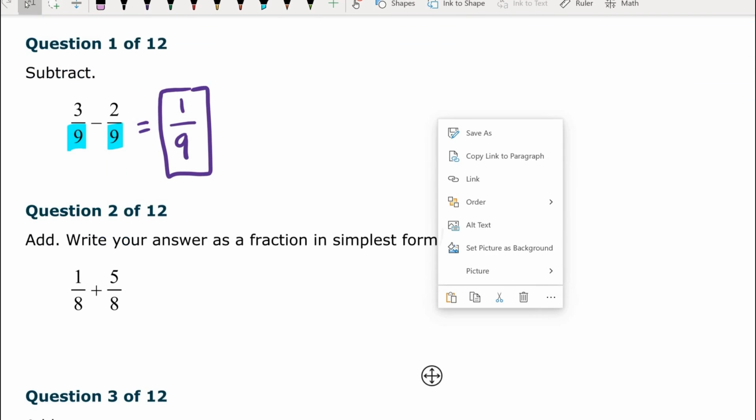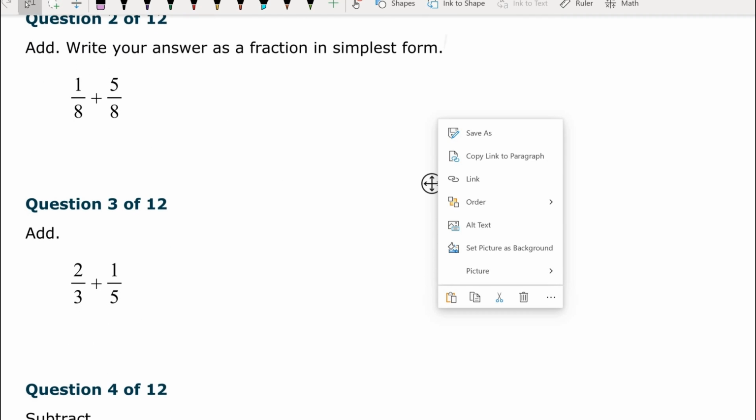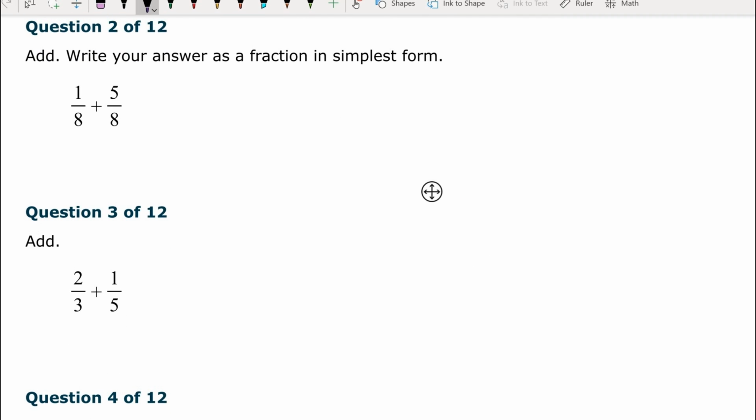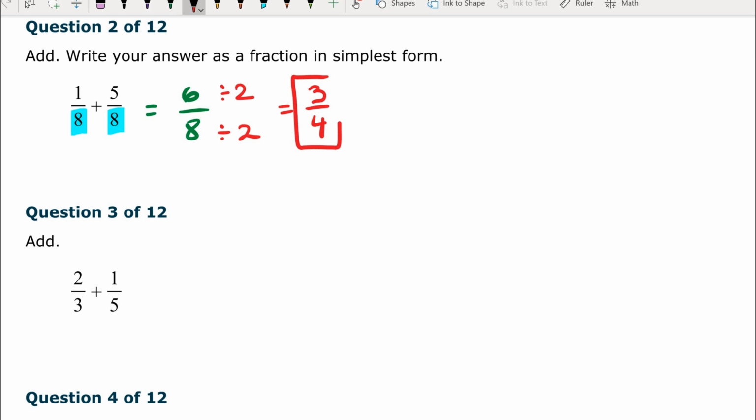Alright, we're going to look at problem 2. We have 1/8 plus 5/8. So the same idea. They both have the same denominator, so we just add straight across. So 1 plus 5 will give me 6/8. Now we can go ahead and reduce our fraction to the lowest form. So 6 and 8 can be reduced by 2. That will give you 3/4 is the final answer.